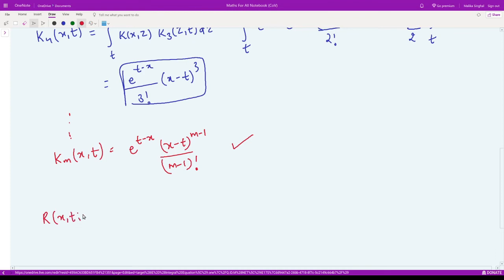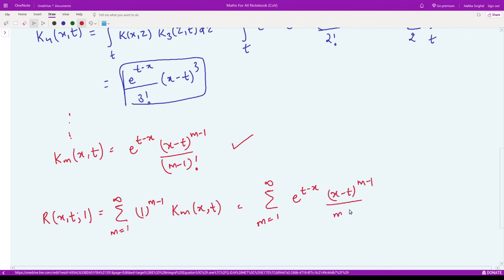Our R(x,t;1) would be equal to summation m varies from 1 to infinity, 1 raised to power m minus 1, that is 1 only, right? And then k_m(x,t), so it would be summation m varying from 1 to infinity, e to the power t minus x, (x minus t) raised to power m minus 1 divided by (m minus 1) factorial, right? Now this term is independent of m, because the summation is depending on m. So we can take this term out from the summation.